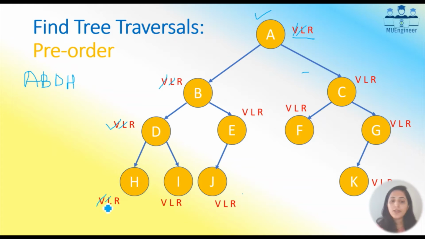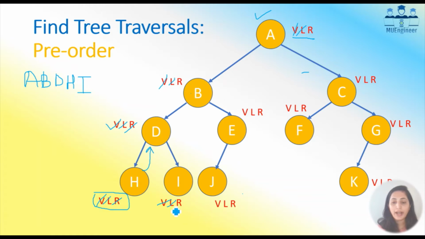Then after that, H says go to the left child. There is no left child of H, so we are coming back. Then it says go to right. There is no right child of H. Again we are coming back. After finishing all these lines in H, what I'm supposed to do is go back to my parent. So from H we are going back to D, that is the parent of H. Now here what is remaining is R. So go to R. Then we are going to the right child, that is I. I'm visiting I, that means I'm writing I. Then it says go to the left child.